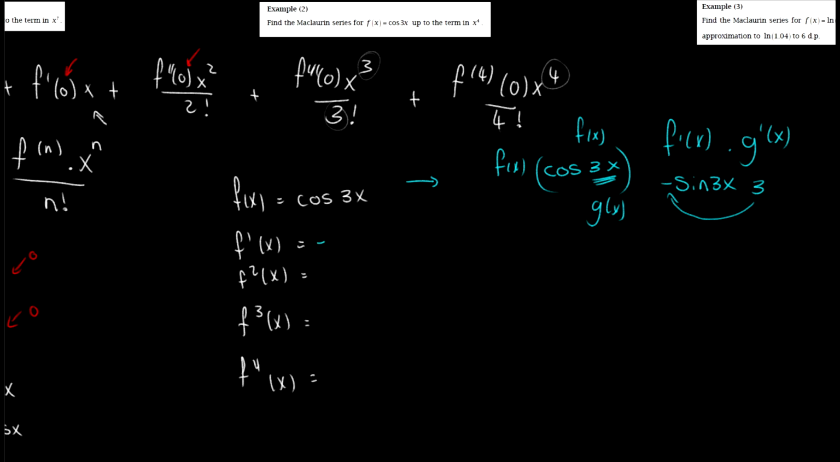Okay, so it was negative 3 sine 3x. And now I'm just going to do it again. But be careful, because sometimes teachers tell you, whenever you see a function like this, you can just multiply this number forward. Just multiply it forward and then differentiate the sine. But that doesn't always work though.